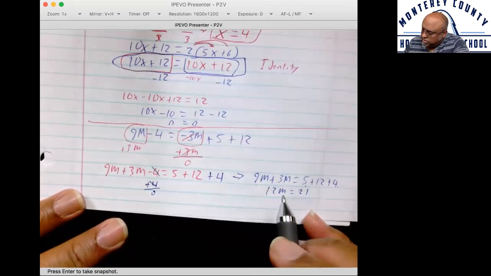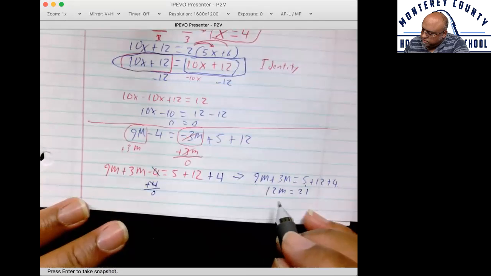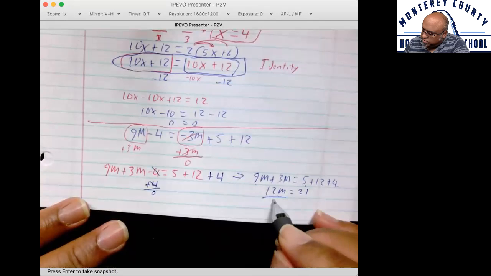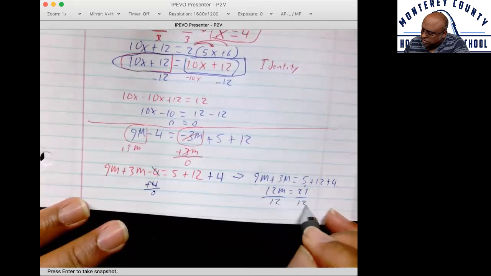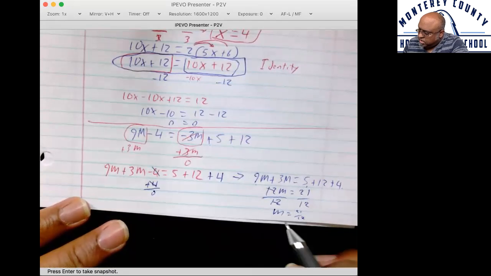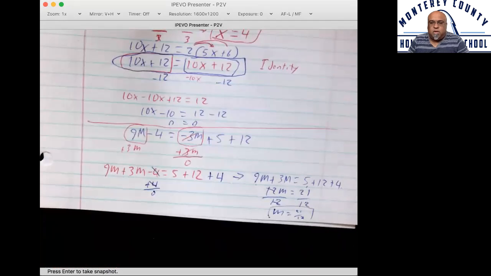Okay. So in this case, what I'm going to do is I'm going to divide both sides by 12. And I have m is equal to 21 twelfths. Okay. Now, that gives me a fractional solution, which is not always the best, but at least it's a solution. Okay. Hold on just a second. I'm going to pause.